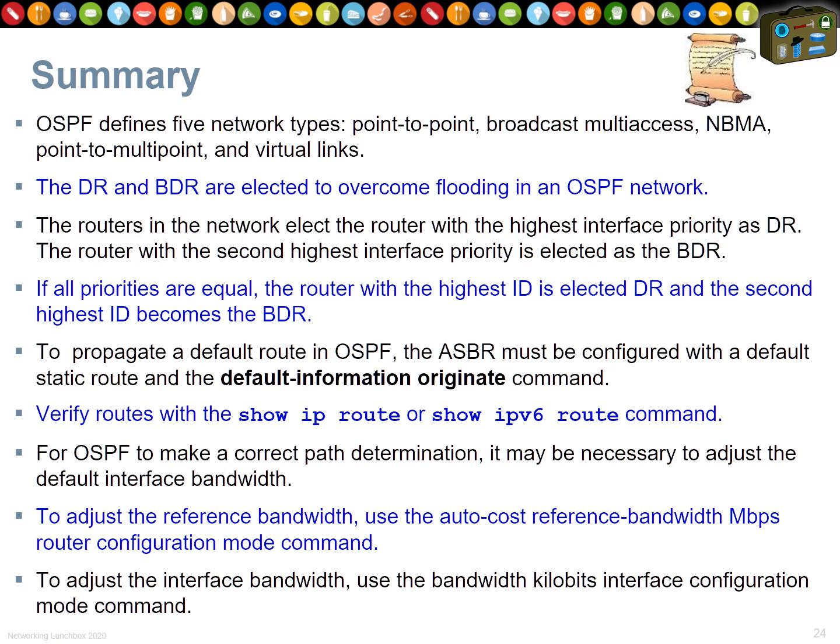Without the DR-BDR election process, all the routers would have to talk to each other and the flooding would be unbearable. So you've got to elect that router. You've got to have your election process. The priority is the election decider, but when all the priorities are the same, it's the highest router ID. The highest router ID is either set manually, the highest loopback, or the highest active interface.